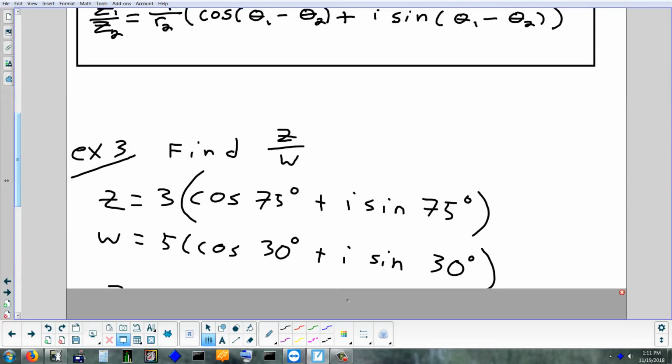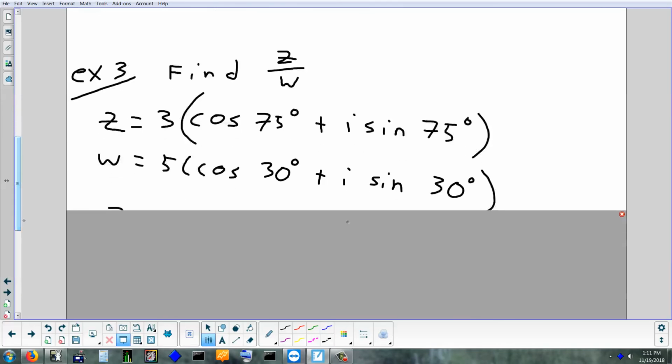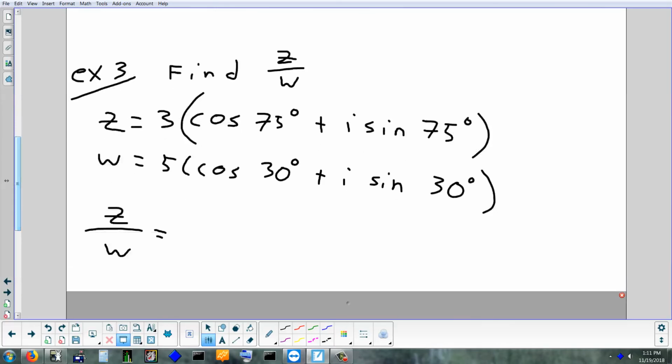Okay, so we've got 3 cosine 75 plus i sine 75. Any other complex number? 5 cosine 30 plus i sine 30. I think in the homework, the way they have it set up is they give you something just like that, and they ask you to do both. Take these and multiply them, and divide them. I'm just having you do one.